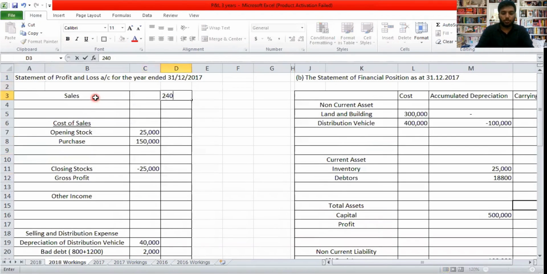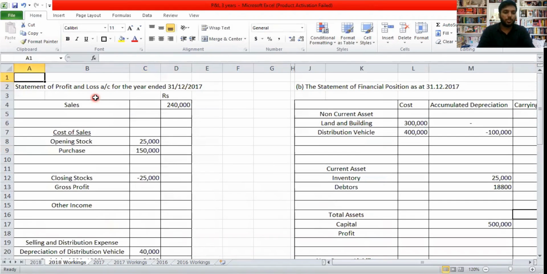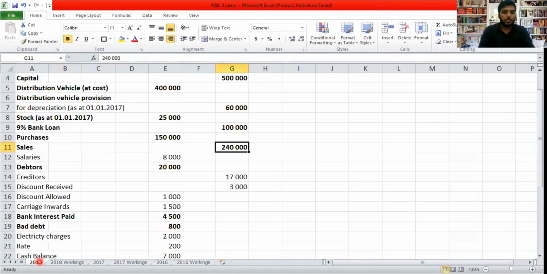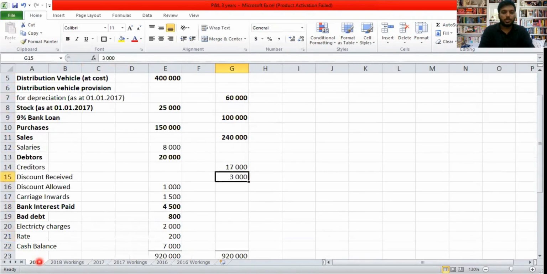Sales, we have taken 240,000. Always remember to write rupees because examiner considers this. I also forgot to do something. This business name. We need to record the business name in each sum. What is this business name? The business name is Kavindu's business. So always remember to write Kavindu's business on your sum.